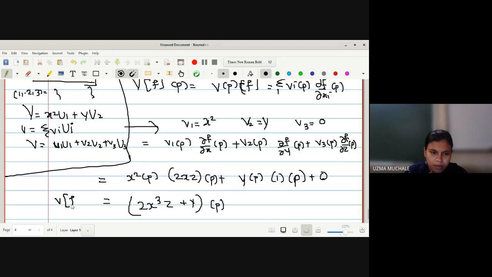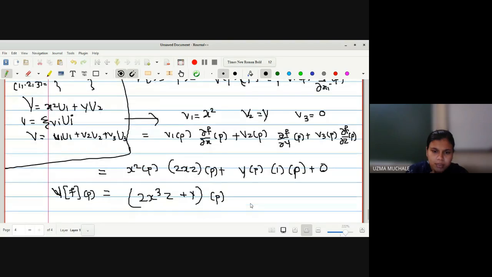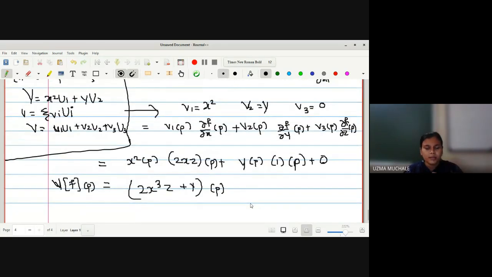The directional derivative of function f at a point P we have evaluated for a vector field, and hence the result. In both methods we are getting the same answers. Okay.